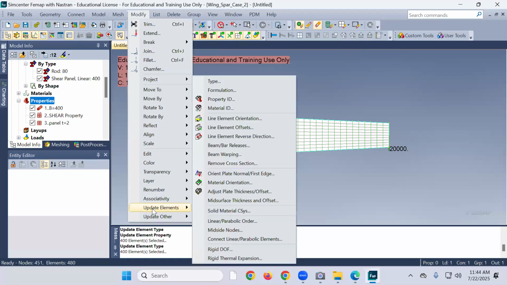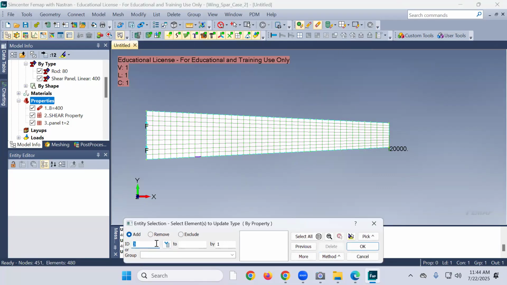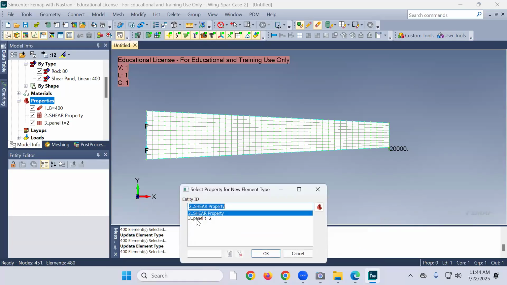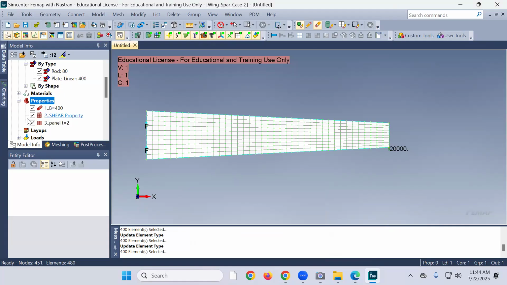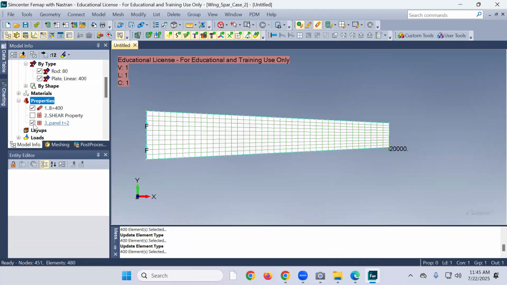Modify object element, type, method, property. I select 2 over here. Okay. I want to change it with the panel. All right. Click OK. Now click here on shear property. Okay. And here as well. So now there's nothing over here. If you click on shear, there is no panel. So basically what we did, we changed the shear panel to become panels of thickness 2.